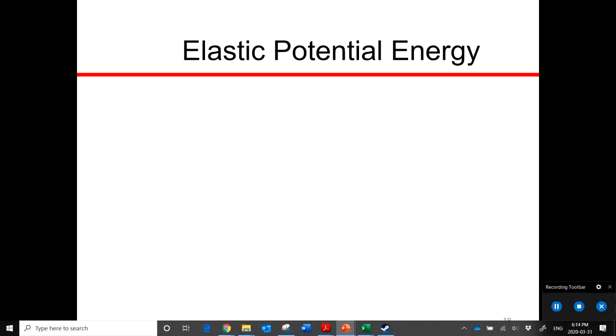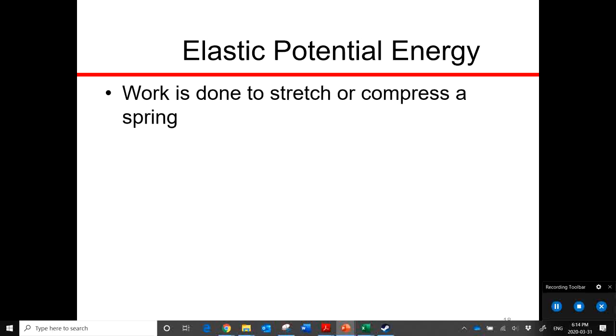So what we're going to do is derive the equation for elastic potential energy first by examining the force on a spring. Work is first done to stretch or compress a spring. So we apply a force over a distance. If you remember, that's our equation for work, force times distance. So we apply a force over some distance to either compress or stretch a spring.